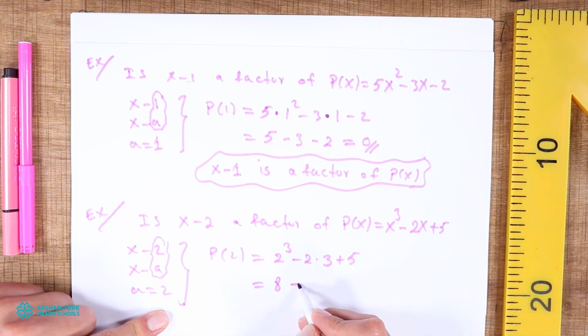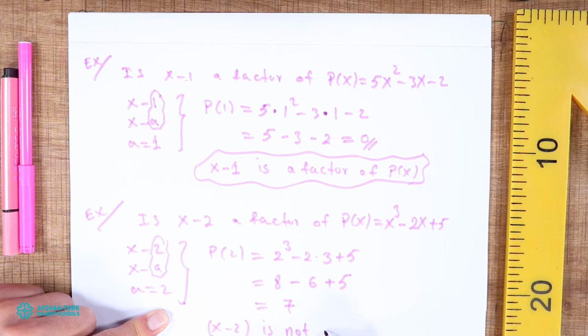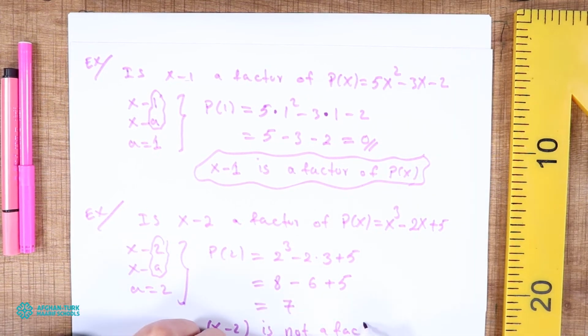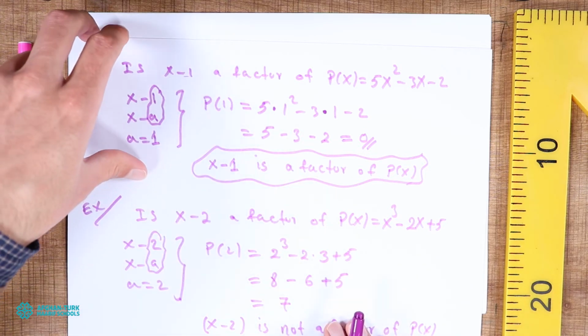So 2 to the power of 3 is 8 minus 2 times 3 is 6, plus 5. In here you can see 8 minus 6 is 2, 2 plus 5 is 7. So you can see that the remainder is not 0, the remainder is 7. As a result we can say that x minus 2 is not a factor of p of x. So these were two examples for investigating whether a polynomial is a factor of another polynomial or not.